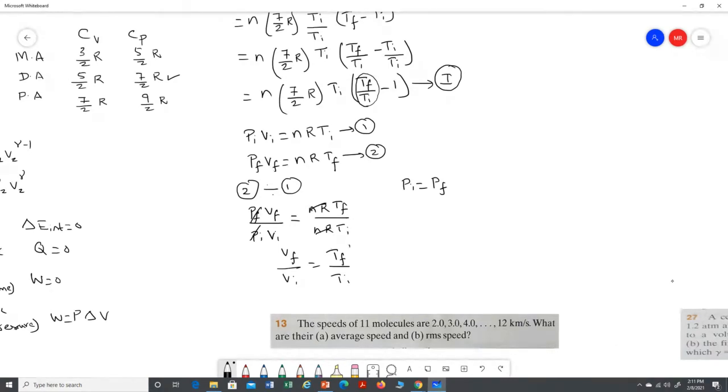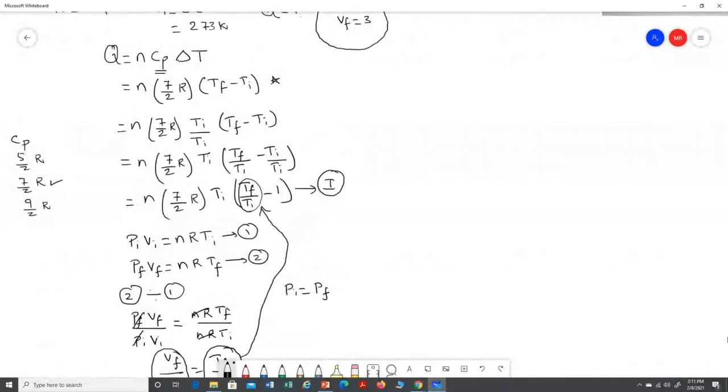So my TF over TI is exactly equal to VF over VI. Listen carefully. I am going to substitute here. If you substitute, how does your equation become? Your equation becomes Q equal to n 7 over 2 times R multiplied by Ti, inside the bracket, my TF over Ti becomes VF over VI, minus 1.